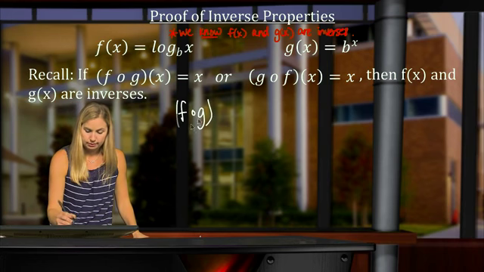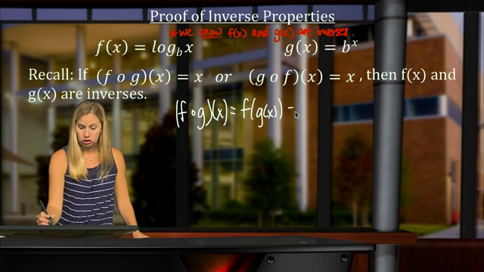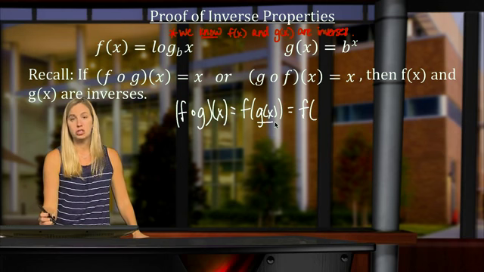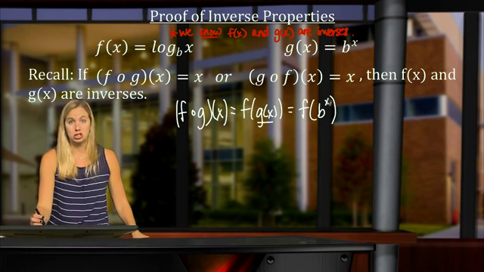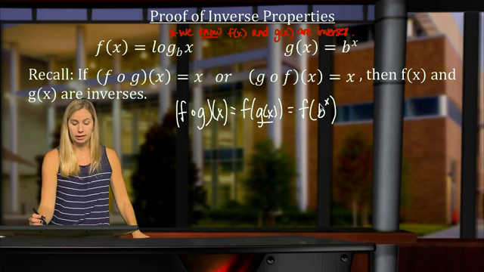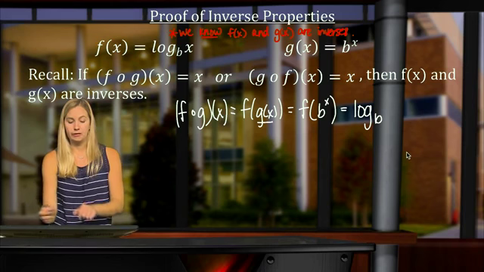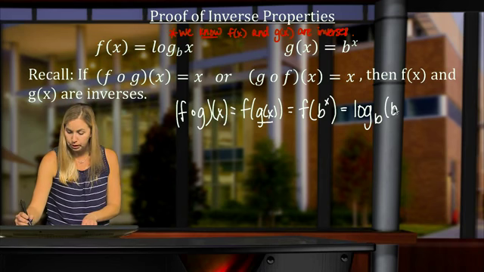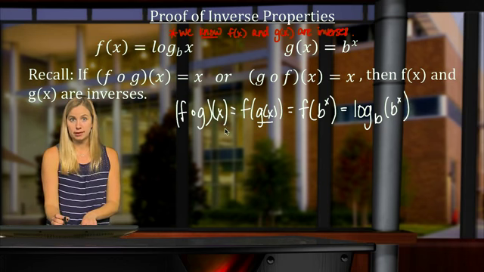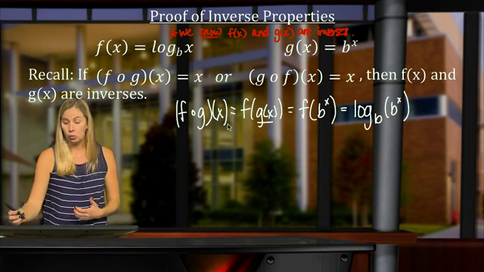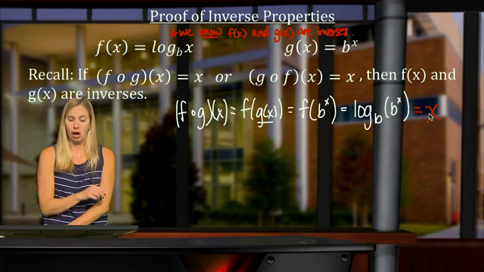F of g of x is the same as f of g of x, written in function notation. If I substitute g of x is b to the x. Now this is function notation telling me to substitute b to the x everywhere I see an x in f. So this is log base b. Instead of x, like we have here, we're going to substitute b to the x. So this is the composite function f of g of x. Because I know that f of x and g of x are inverses, that means that this is equal to x, which is one of those inverse properties we just saw.